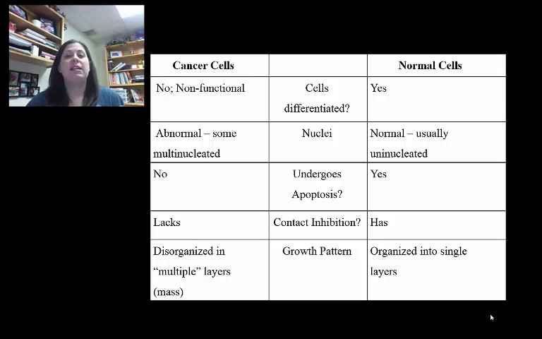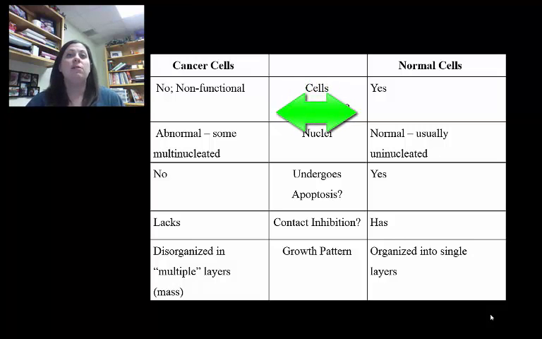So when we look at this, is the cell differentiated? Differentiated means that it's doing its job. Okay, in a normal cell, yes, it's doing this. However, in a cancer cell, it's not functional. It's not doing its job, whether it was a liver cell, a heart cell, a lung cell. It's not doing that job anymore.